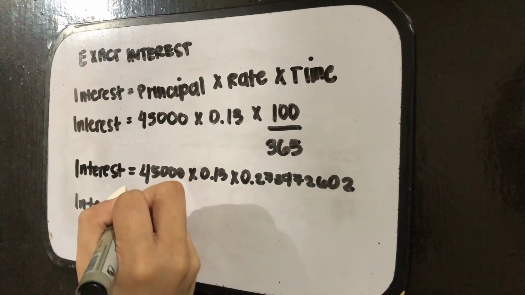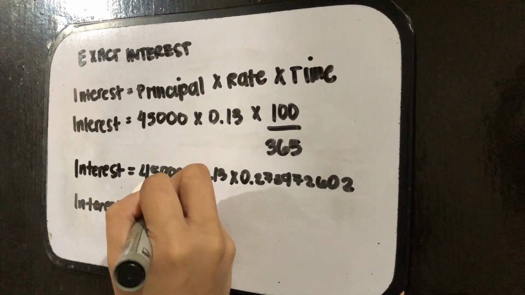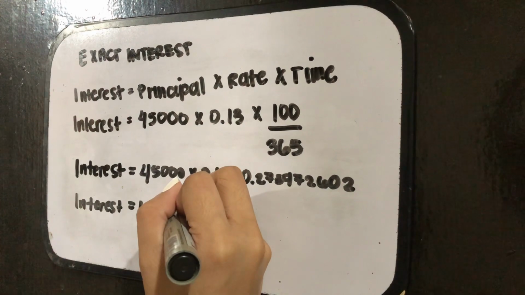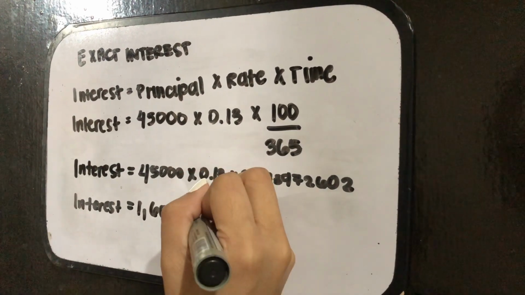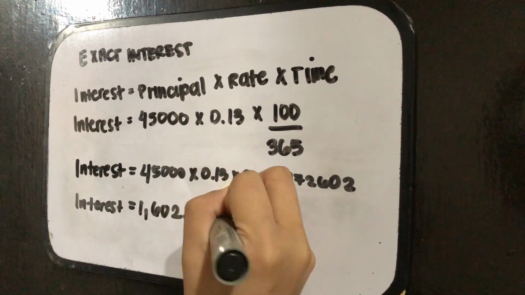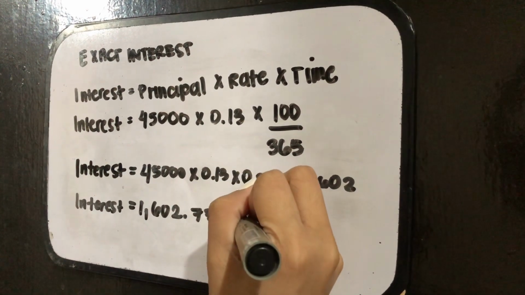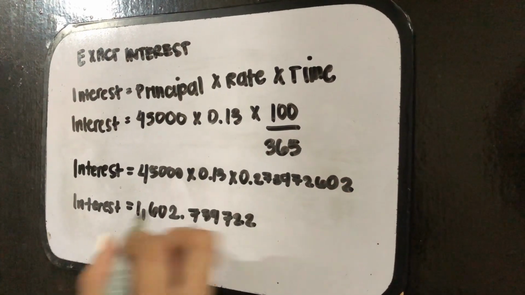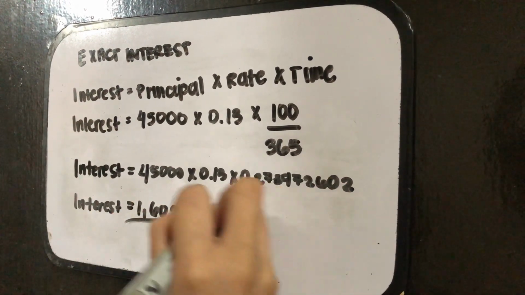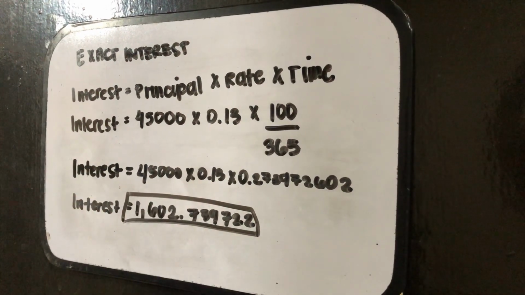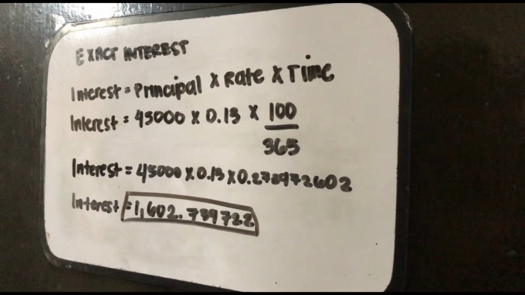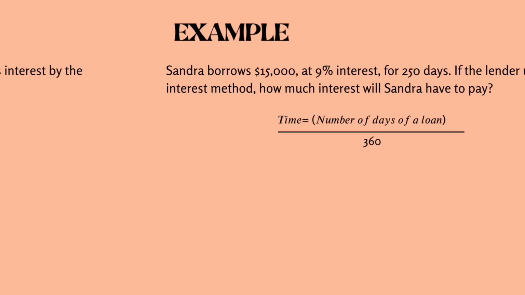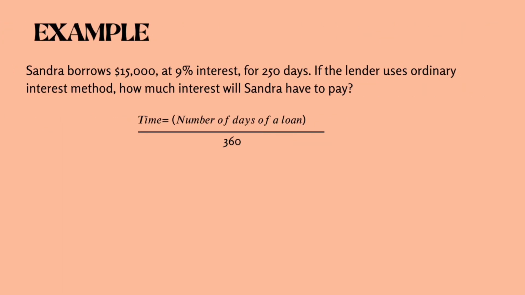0.2739722602. Then, after that, ipagta-times mo na lahat ng interest. For 45,000 times 0.13 and times 0.2739722602. Then, ang magiging interest niya ay 1,602.739722.